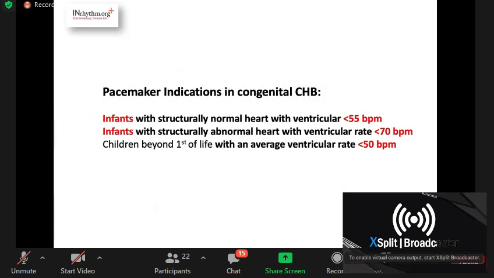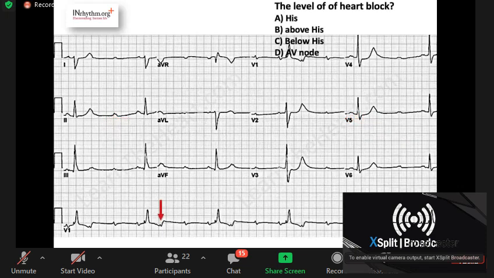So in a small kid who comes with his ECG, if the person has a structurally normal heart but the ventricular rate is less than 55, pacing. If the patient has a structurally abnormal heart, if it is less than 70, you pace the patient. And if the child is beyond 1 year of age with an average ventricular rate of 50 or less, you advise a pacemaker.